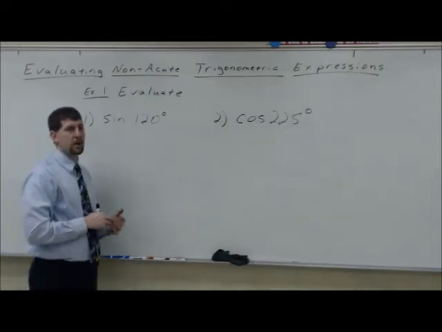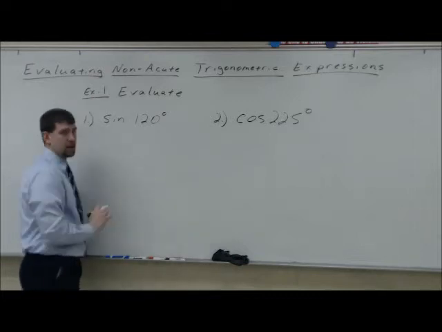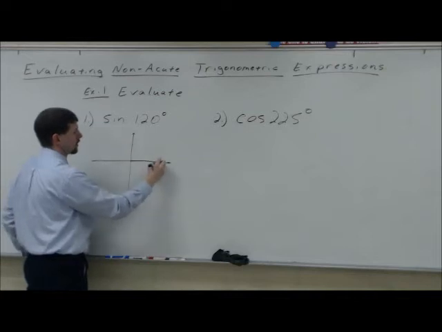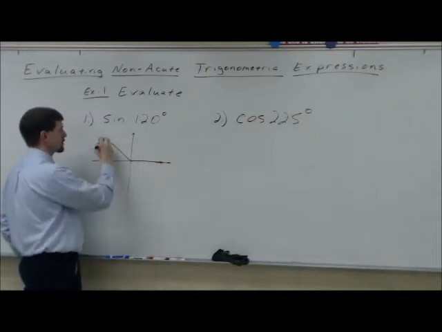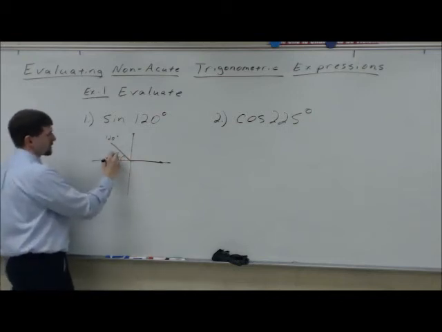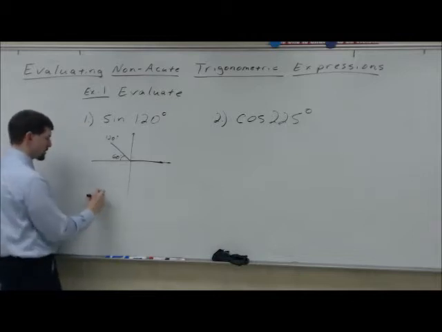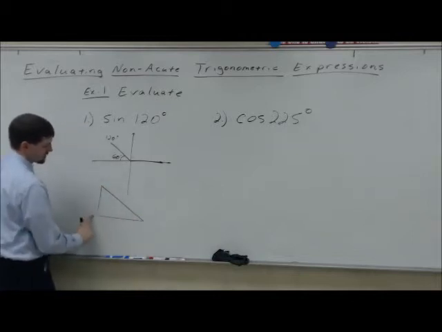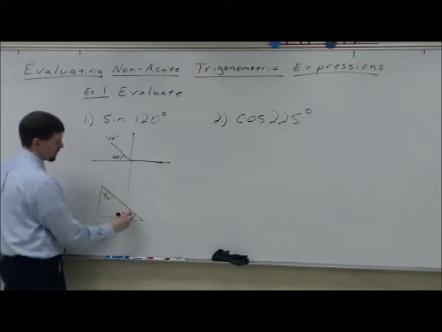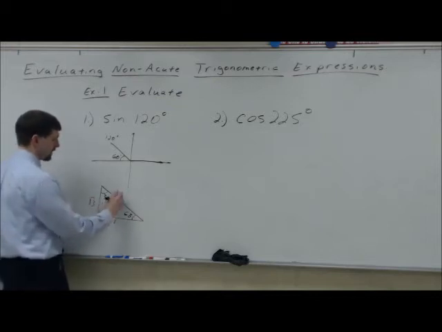Okay, guys, we're now going to look at how to calculate these using the reference angles. So sine of 120 degrees, if I draw it out, initial side, terminal side, get 120 degrees. And we know the reference angle was 60 degrees. So what that does for me is create a quadrant 2, 30, 60, 90 triangle. 60 degrees, 30 degrees, right angle, 1, square root of 3, and 2.